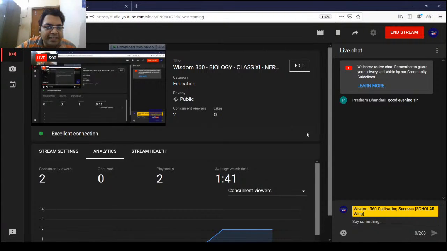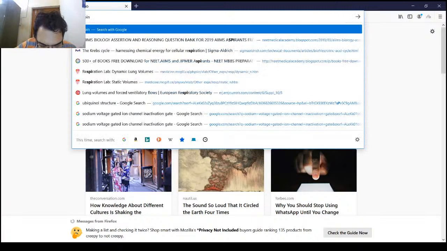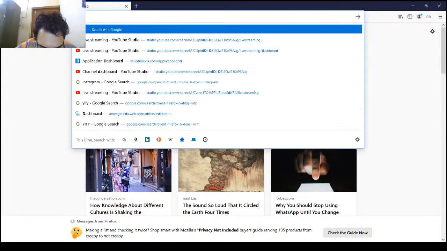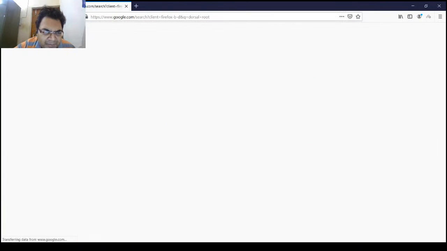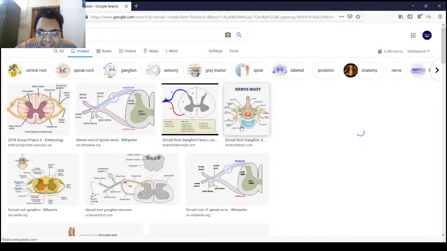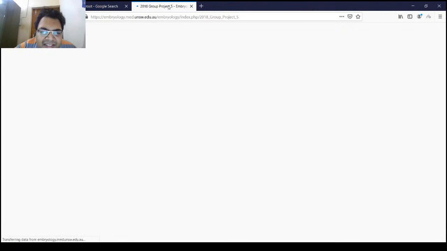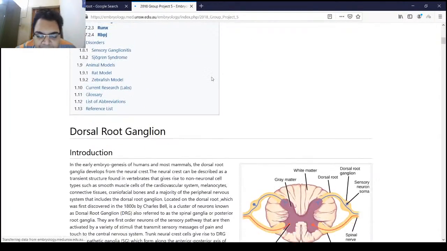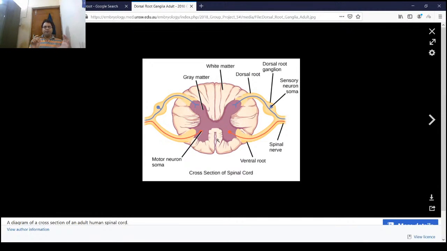So I'll show you the diagram of a spinal cord first. Okay, spinal cord. I'll show you like this: dorsal horn anatomy, dorsal root. That will be a much better diagram of the spinal cord. Okay, this is the diagram that I wanted to show you. Look at this diagram properly. I'll just open the site if it opens. This diagram is what we are talking about. This is the diagram that I want you to concentrate on.